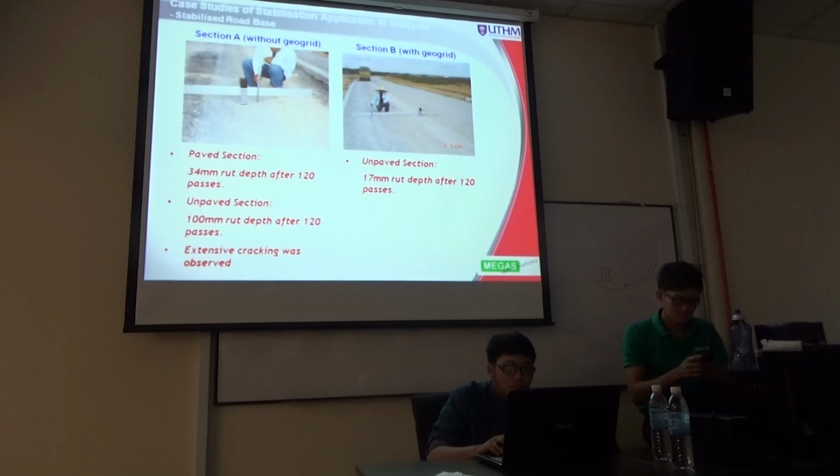So section A is totally without any stabilization geogrid. For the paved section, with the binder course paved on top, there is a 34 mm rut depth after 120 passes. For the unpaved section, it's very bad. It's about 100 mm rut depth after 120 passes. You can see in the photo there is some extensive cracking due to the tension of the pavement.